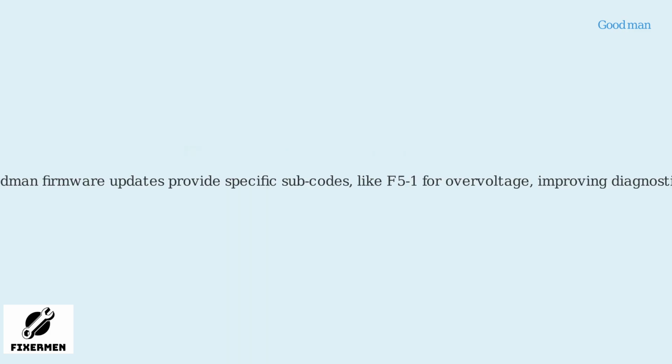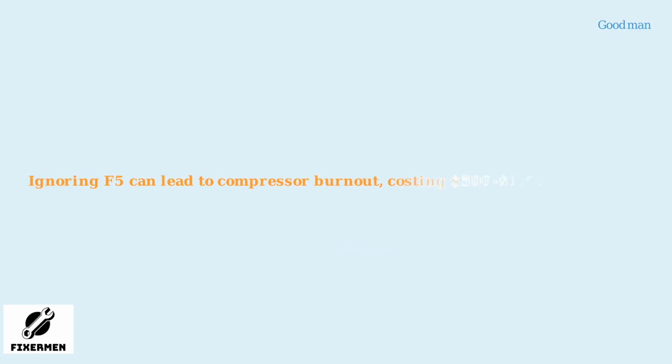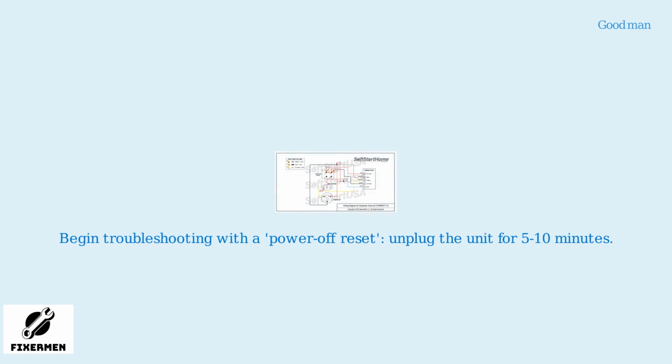operation. Recent Goodman firmware updates provide more specific subcodes, such as F51 for overvoltage, which improves diagnostic accuracy. The error triggers when the system's control board detects a fault in the compressor drive module. Ignoring F5 can lead to compressor burnout, with repair costs ranging from $500 to $1,500. To begin troubleshooting, perform a power-off reset by unplugging the unit for 5 to 10 minutes.